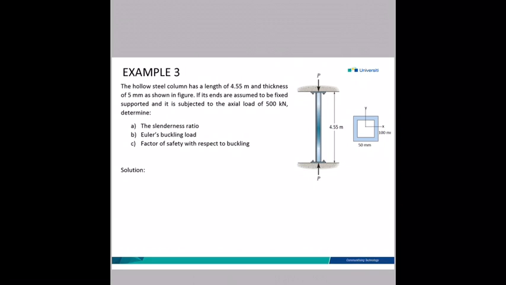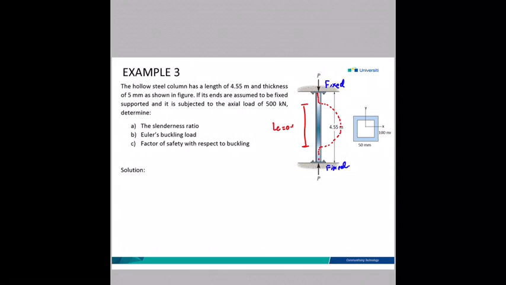The hollow steel column has a length of 4.55 meter and the thickness of 5 millimeter as shown in figure. If its ends are assumed to be fixed supported and it is subjected to the axial load of 500 kN, determine a slenderness ratio, Euler buckling load, factor of safety with respect to a buckling. Fixed connection. And then you need to draw the buckling shape.